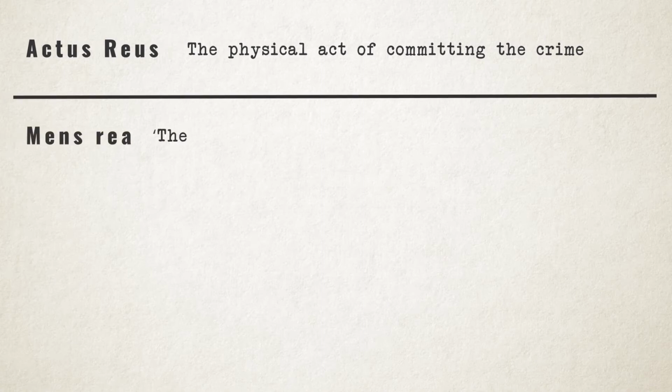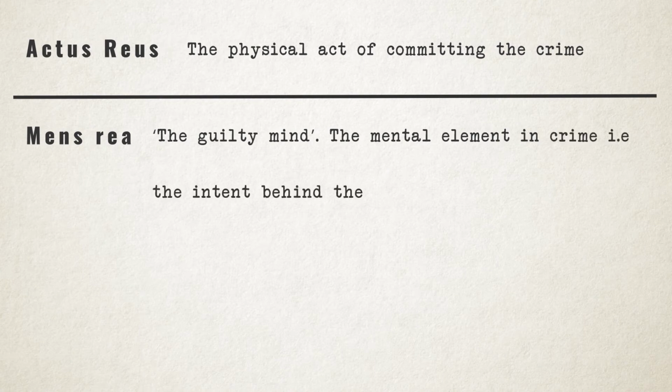The next term is actus reus. Actus reus is the physical act of committing a crime. Basically, in a crime, there are two parts. One, the intent or the motive behind the crime, which is called mens rea. And the second part is the physical act of committing the crime, which is actus reus.